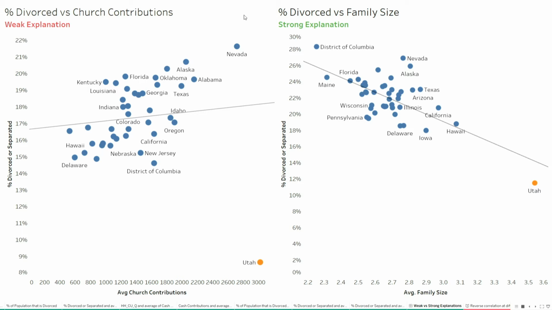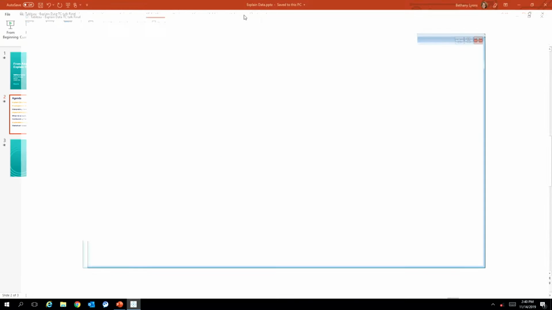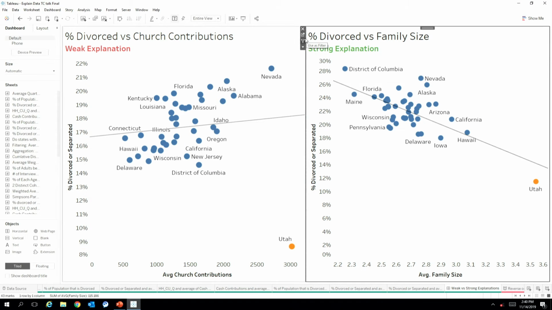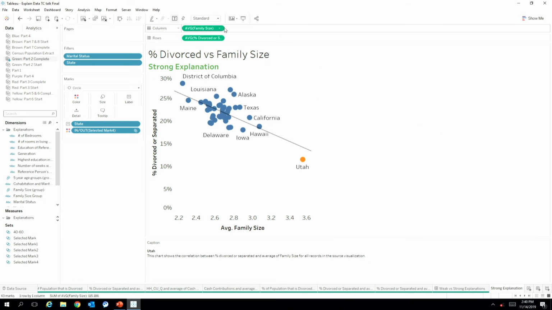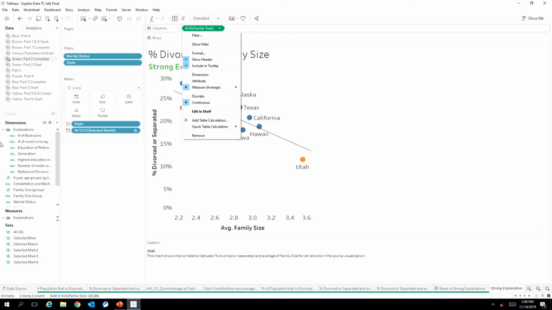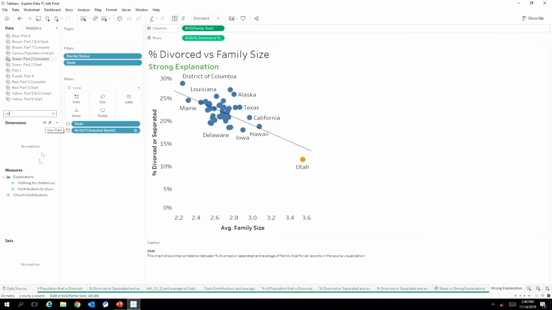So now looking at this, you may be wondering, or I was wondering anyway when I first saw this, if family size is correlated with divorce and church contributions are correlated with divorce, does it follow that family size and church contributions are also related? Like, do the states where people donate more to church also have larger families? So let's look at this sheet here, and let's bring in the church contributions.